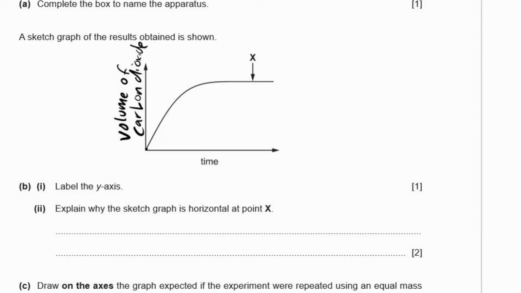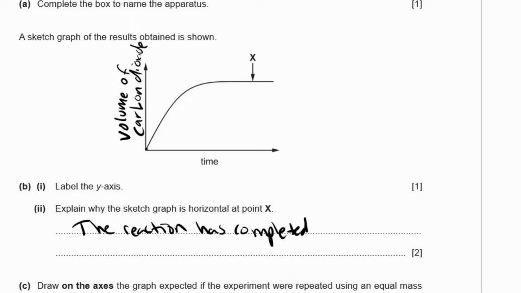2. Explain why the sketch graph is horizontal at point X. Why does it go flat at the end here? Well, that's because the reaction has completed. There's no more carbon dioxide being produced, so it's flat. The reaction has completed. All right.